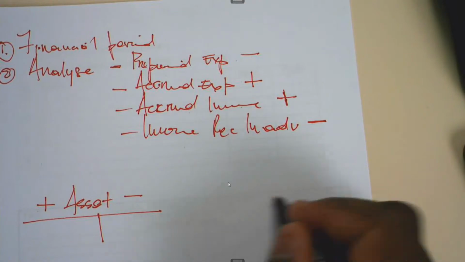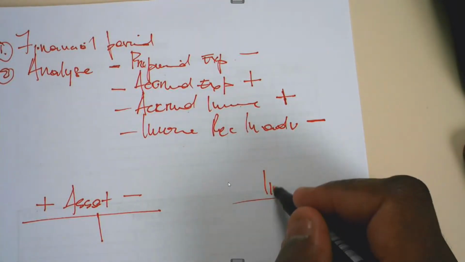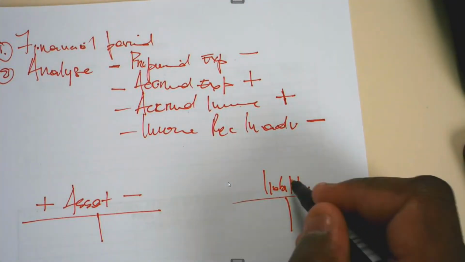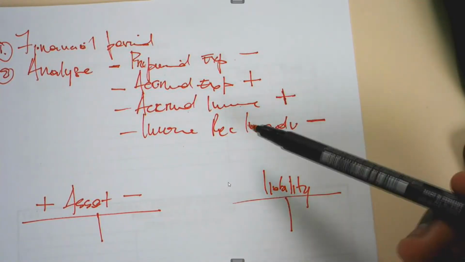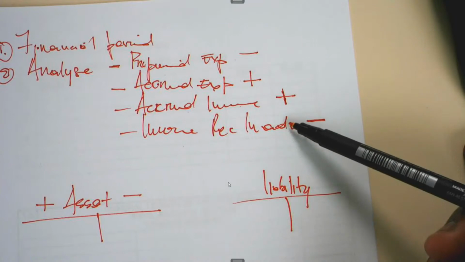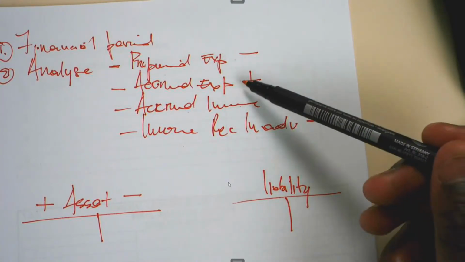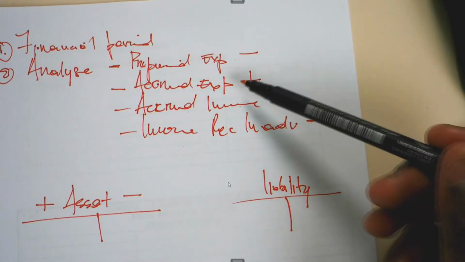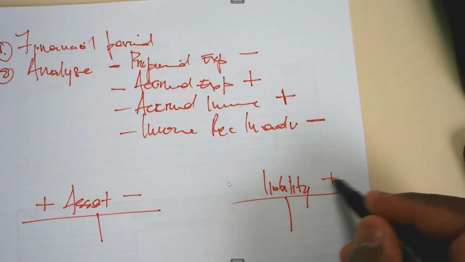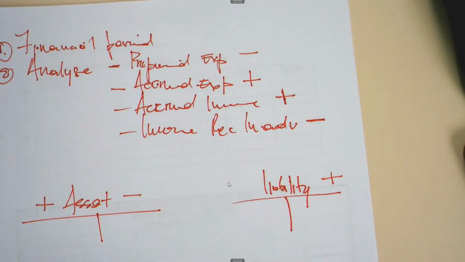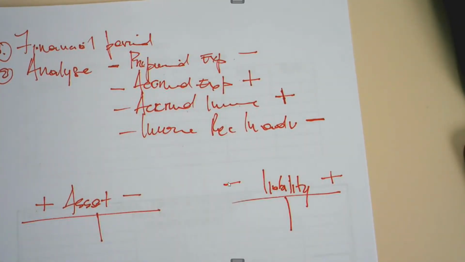Now, any liability account, in this case, it will be income received in advance or accrued expense. Name other liability type of accounts. They increase on the credit side, decrease on the debit side.